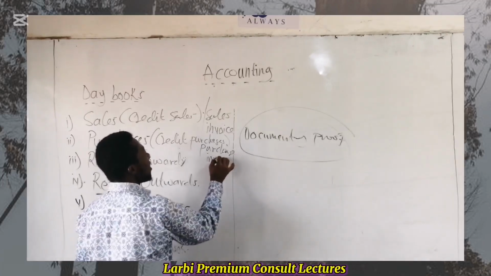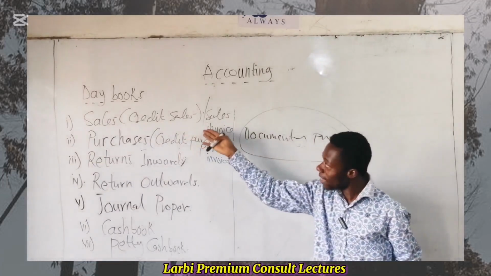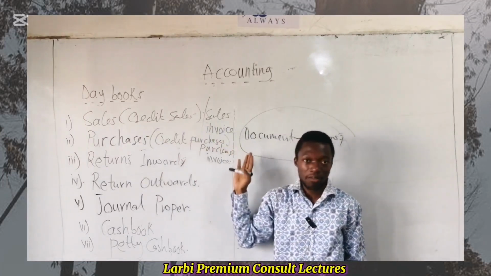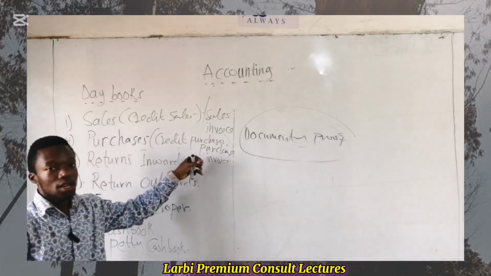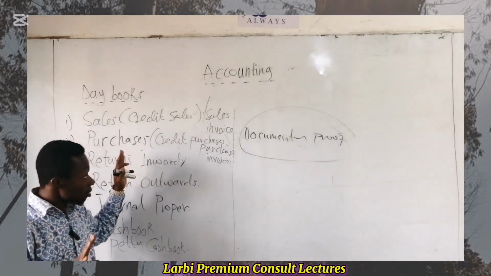It's going to be a purchases invoice. So we are going to have a purchases invoice, because here it was credit sales, and therefore when it comes to purchases too, we have a purchases invoice. So it is a purchases invoice that helps us to record credit purchases in the purchases daybook. So let's take note of that.